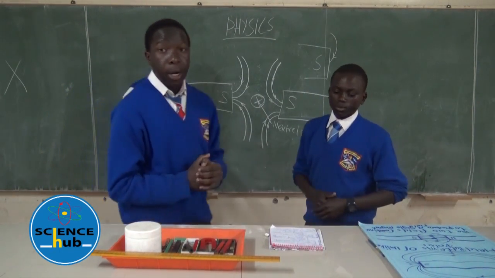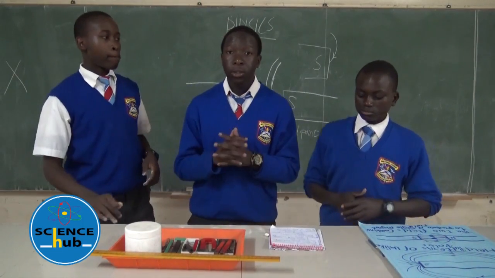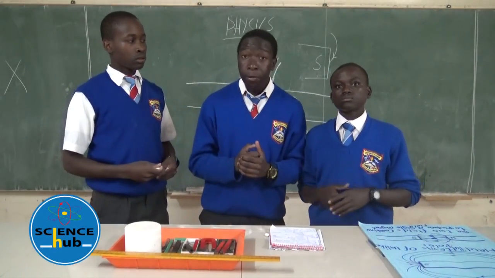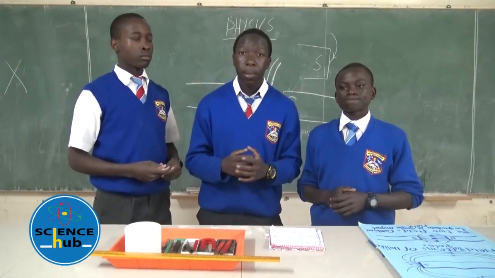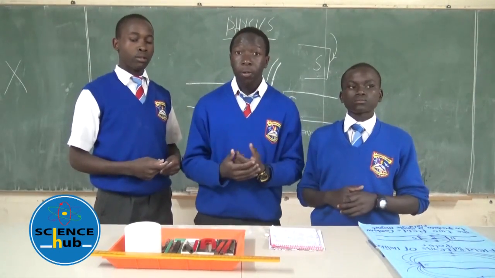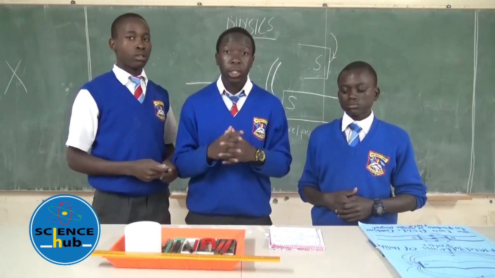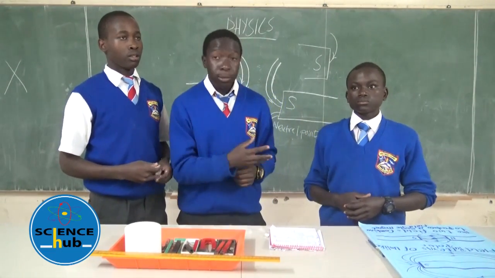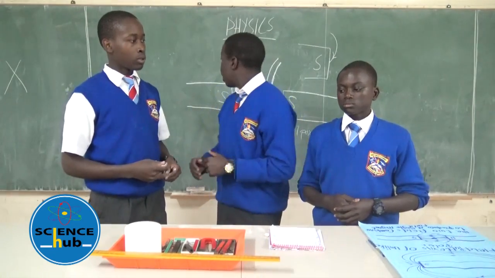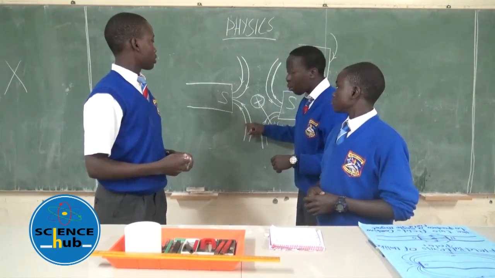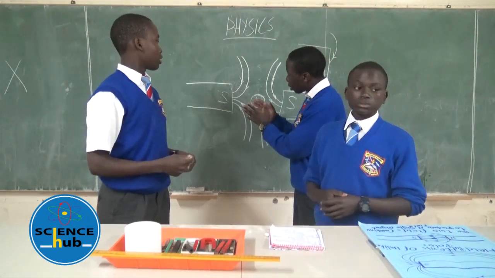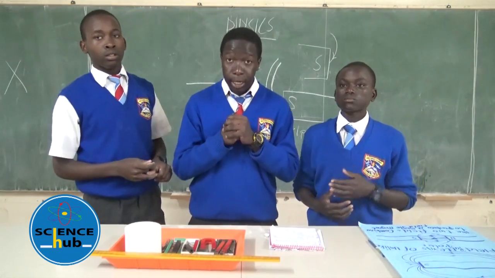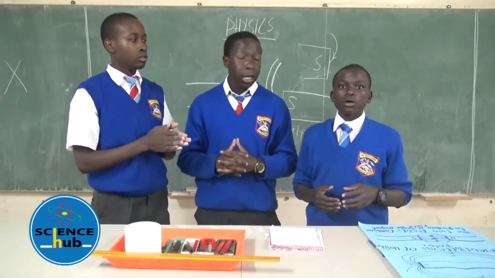Talking of magnetic fields, we shall finalize with the characteristics of magnetic field patterns. We have four characteristics. One of them is that they do not pass or cross each other. As my colleague said, the field patterns should not be found crossing each other. We also have the second characteristic, which my colleague Darrell shall go through.